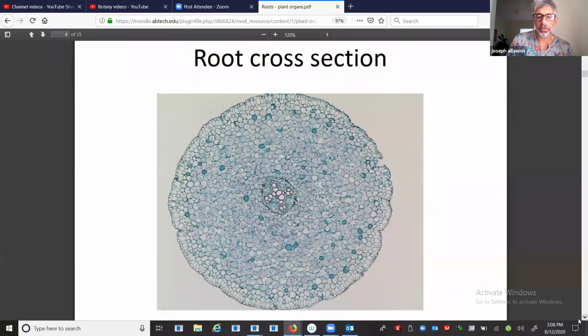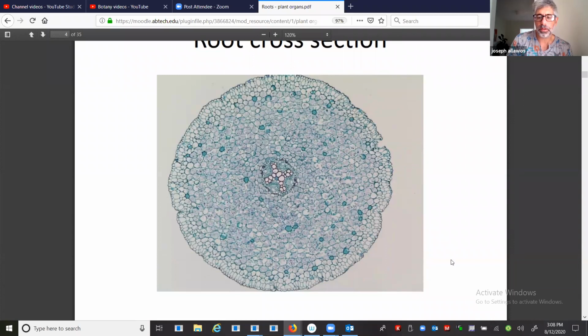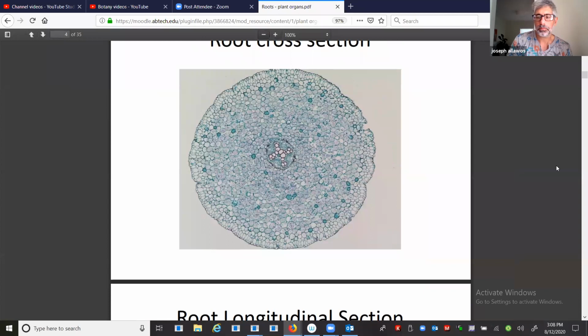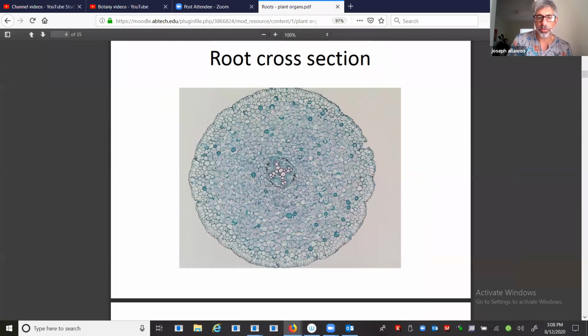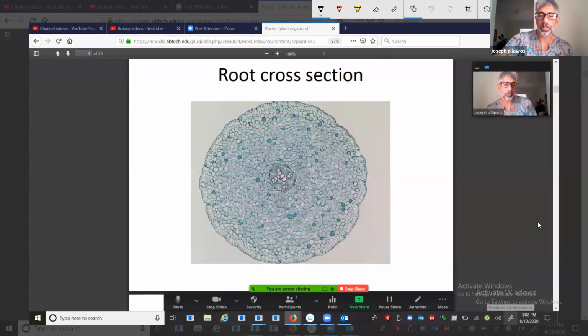Now, what we want to do at this point is look at roots in cross section and then also in longitudinal section. So now we have to think about tissues. We're looking at this thing anatomically, right? Let's think about the different tissue types we've already talked about: parenchyma, xylem, and phloem, and we're going to see all of these different tissue types in here.